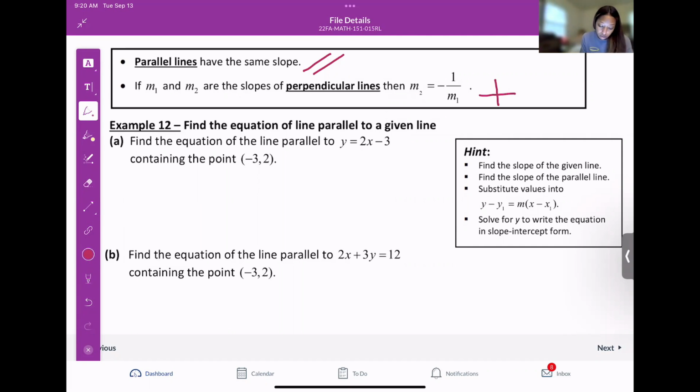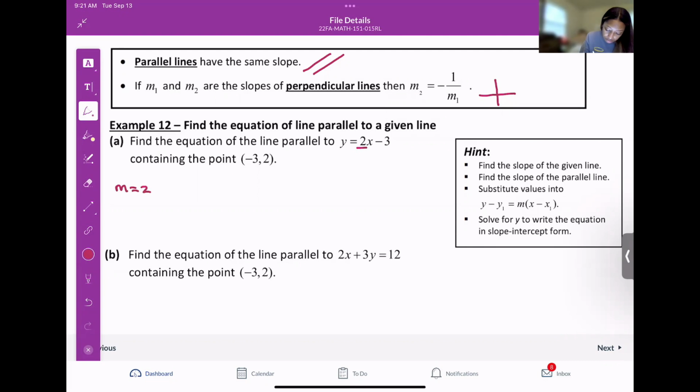So for problem 12, we're asked to find the equation of a line that's parallel to the line that we're given, but it goes through a different point. For a problem like this, if we're finding a line that's parallel to a given line, that means the slopes are going to be the same. So whatever the slope is for this line is also going to be the slope for our new line. So we're trying to find a new line that has a slope of 2.